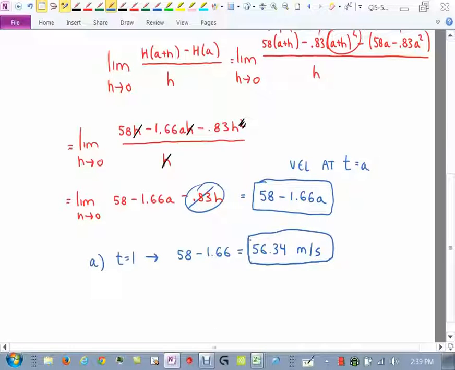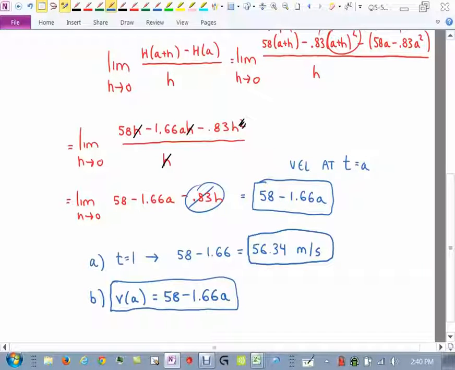That's part A. Part B says, what's the speed of the arrow at A? Well, we just found that. The speed of the arrow, the velocity of the arrow at A, is that derivative, or in other words, that slope of the tangent line. That's our powerful formula that we found. Okay, part C says, when will this thing hit the ground?